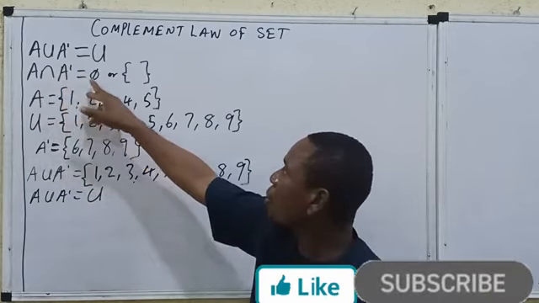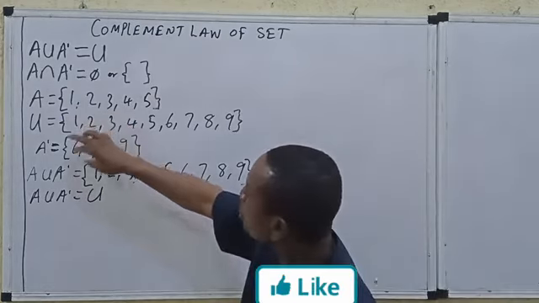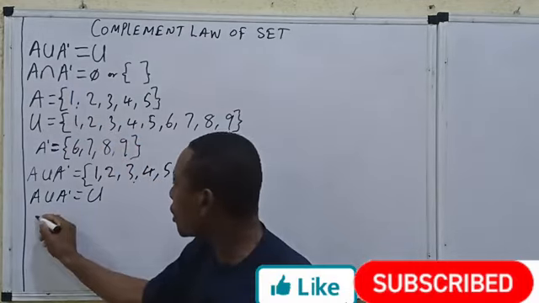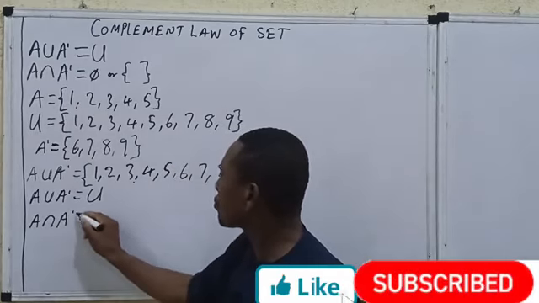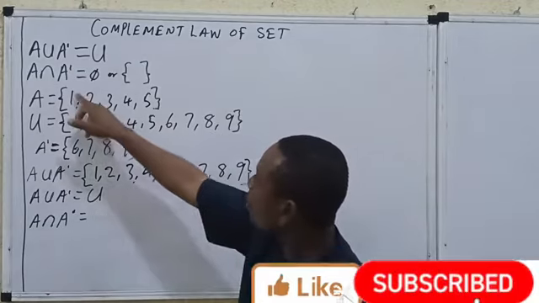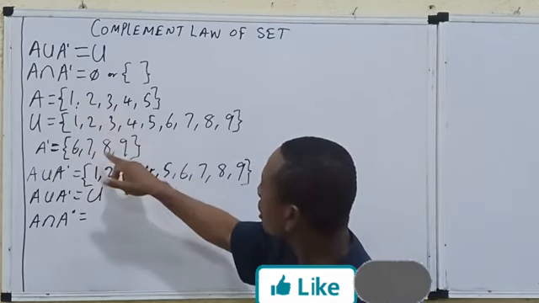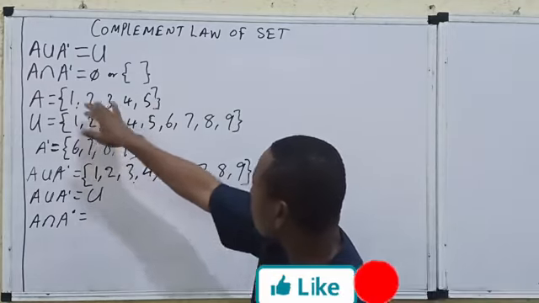So now let's prove that A intersection A complement is equal to the empty set. Now, intersection means what is common to this and this. So let's check. First of all, let's look for A intersection A complement. Okay, let's now check. 1 is here, 1 is not here. 2 is here, 2 is not here. 3 is here, 3 is not here. 4 is here, 4 is not here. 5. So no element is common to this place and this place.